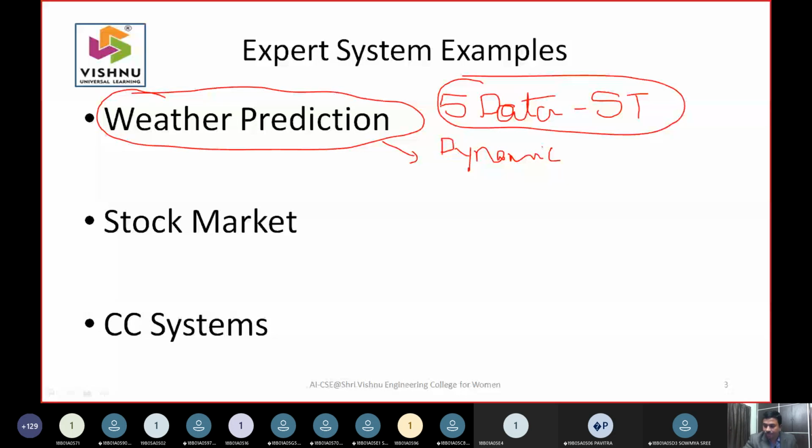Humidity. Yes, then? Height of the clouds from the land. Yes, yes, what you said is right. Then? Temperature. Temperature, okay. So, can you tell me the outcome or output of a weather prediction system?